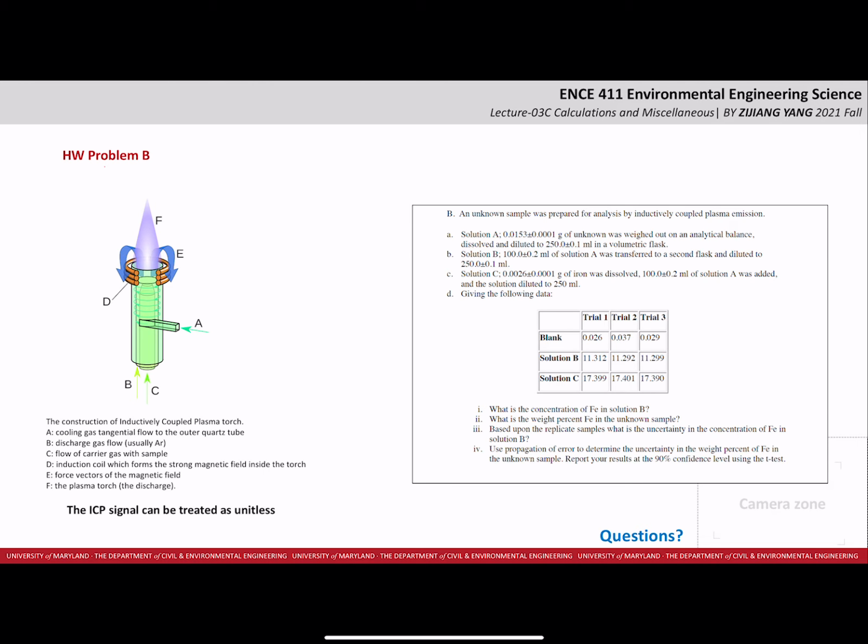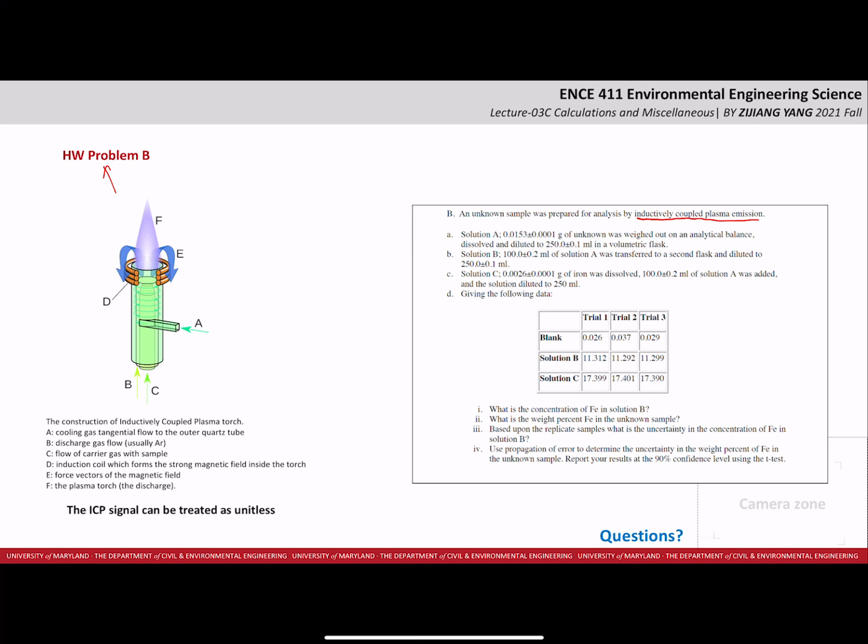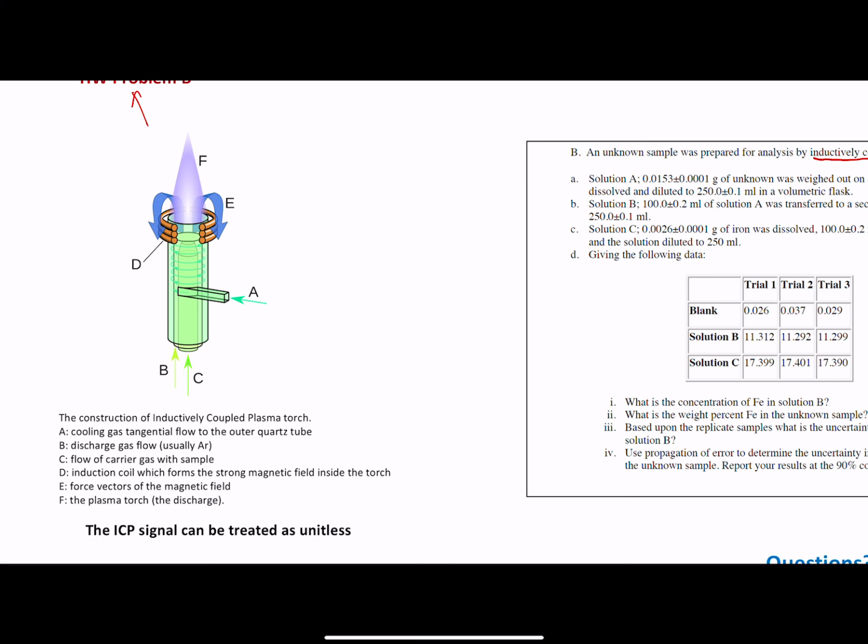Another thing I want to talk about is problem B. Problem B is about the ICP, the inductively coupled plasma emission. I will talk about this in the heavy metal lecture. So this is a diagram of ICP. Basically we have 3 inflows. A is a cooling gas because we want to decrease the temperature of our sample. B is a discharge gas flow. And C is a flow of the sample. So this is our sample, and we just get into here.